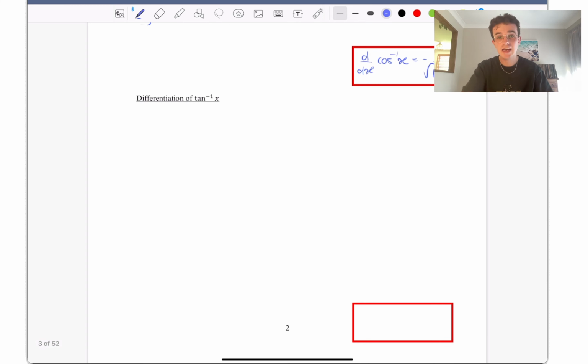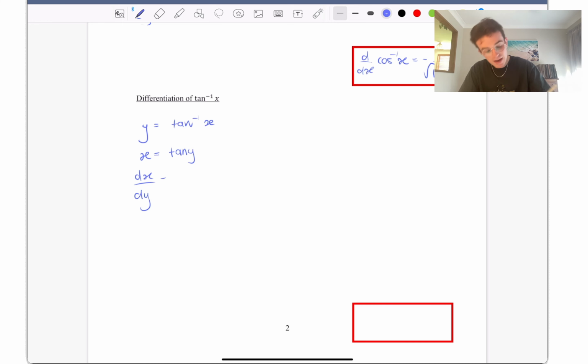Okay, the odd one out, tan inverse of x, not really that much different, but it's not going to have a square root on the bottom. So let's follow the same process. We might say let y equal tan inverse of x. And that would mean, taking the inverse of both sides, x is tan y. Now let's find dx dy.